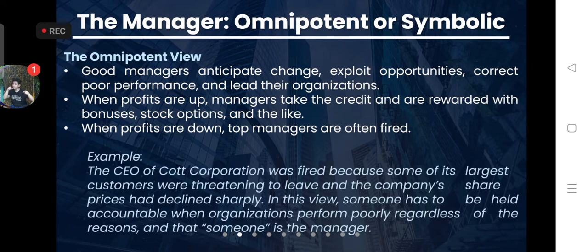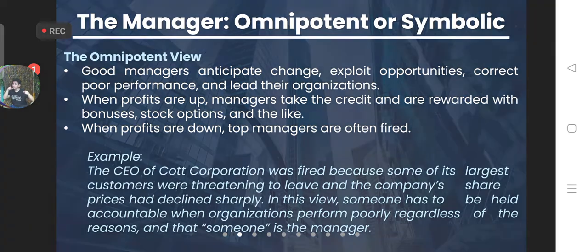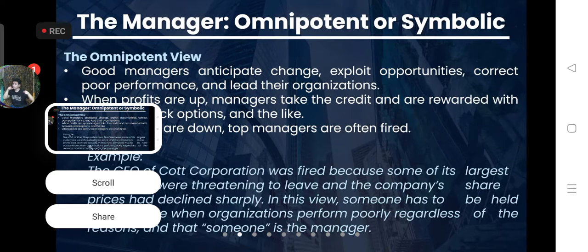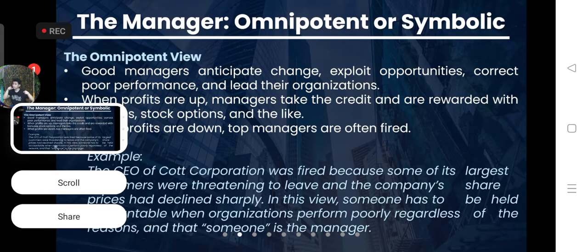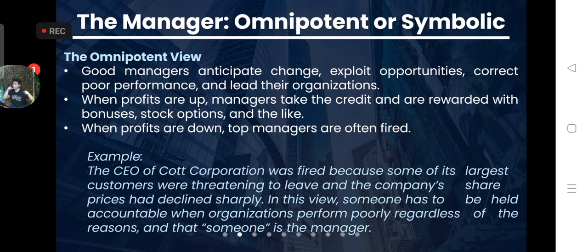Next. For example, the CEO of Cat Corporation was fired because some of its largest customers were threatening to leave and the company's share prices had declined sharply. In this view, someone has to be held accountable when organizations perform poorly regardless of the reasons, and that someone is the manager. So this example can be found in the book. If we analyze this situation, when things go well, managers get credited. At the same time, when the performance of the organization is bad, the managers are still the ones blamed.